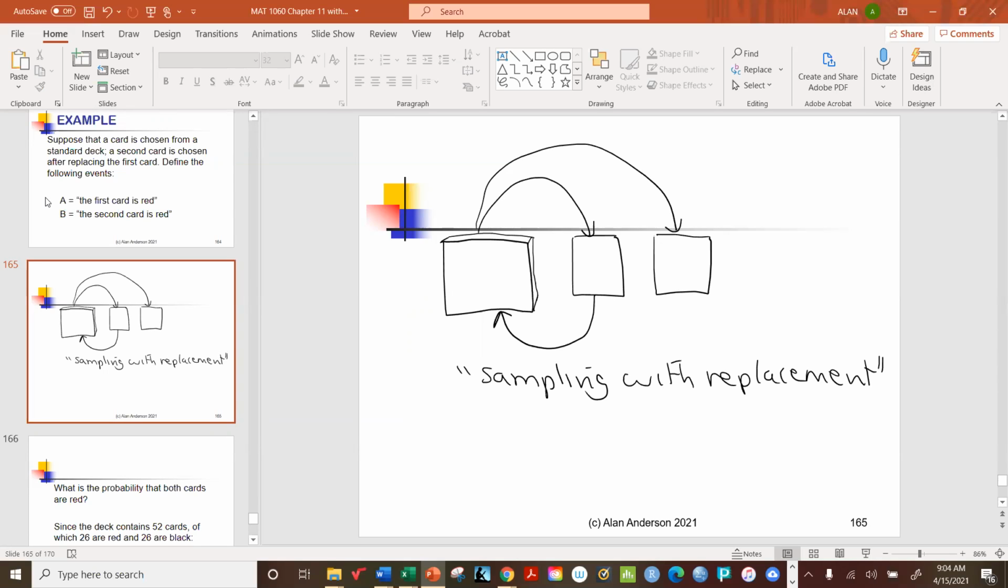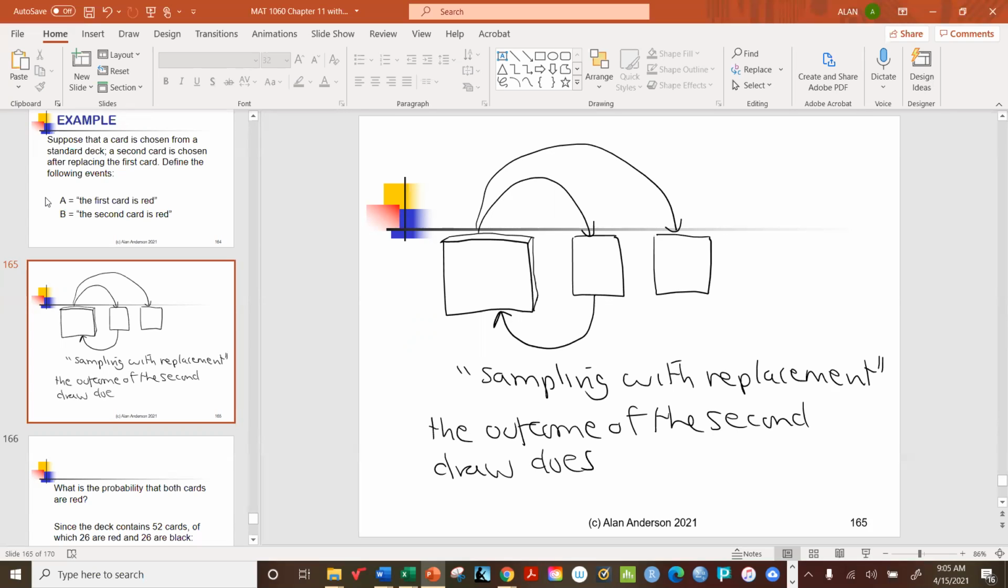Now, because the entire deck remains when we pick the second card, the outcome of the first card will not influence the second card. And that's what we would expect to see with sampling with replacement. The outcome of the second draw does not depend on the first draw.